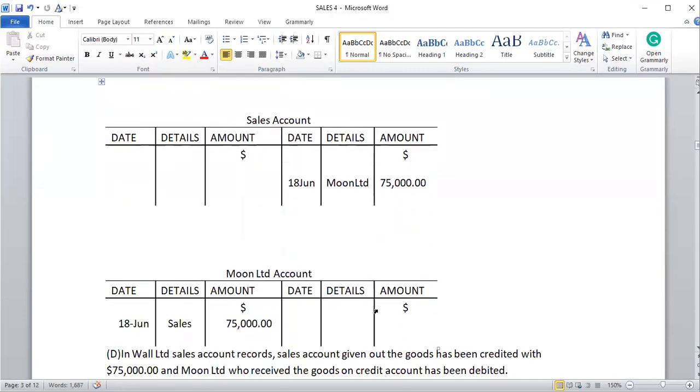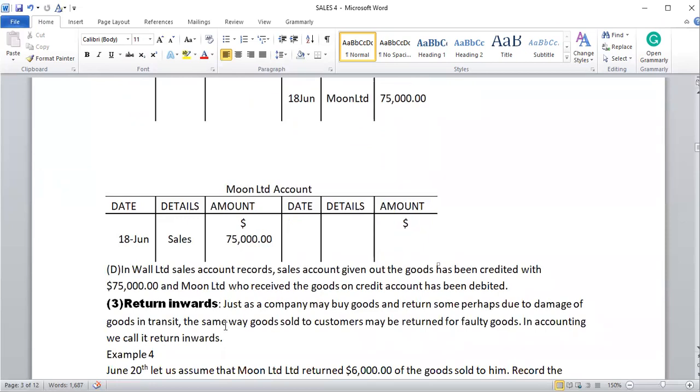So when we come to the Moon Limited account, it is receiving the goods. So it has been what? Debited, on the left-hand side. So date, 18 June, details, sales, and the amount of $75,000. So the explanation, D: in World Limited accounting records, the sales account, giving out the goods, has been credited with $75,000, and the Moon Limited account, which received the goods on credit, has been debited. So let me explain.